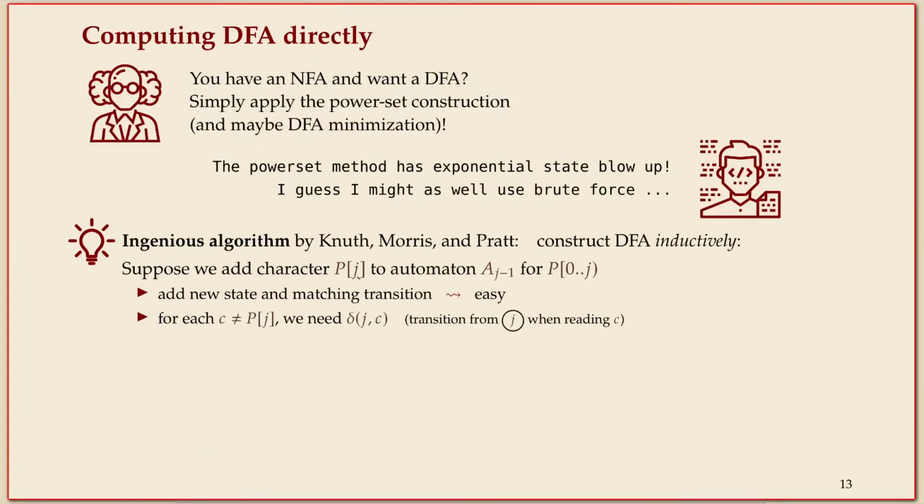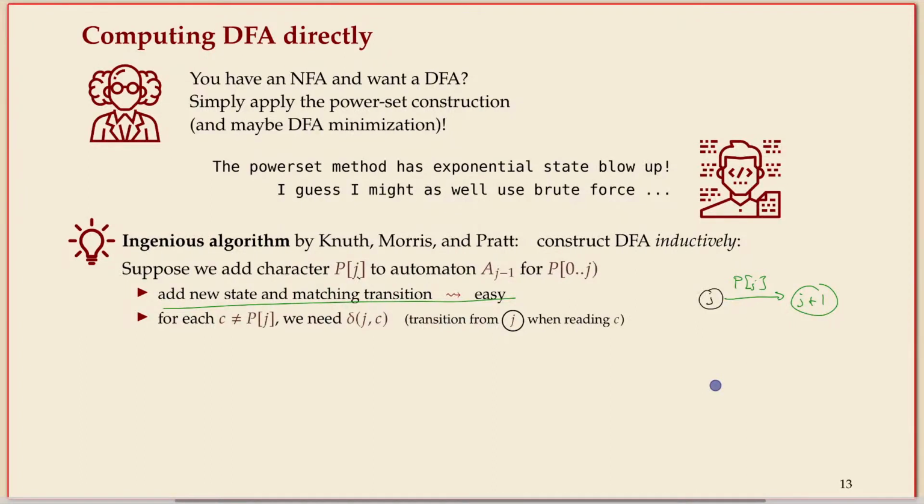So we have state j, and then there's a new edge labeled with p of j. That's the new character that we append. And we know where this leads to. It always goes to a new state j plus 1. So that's the easy bit. That's that part. Let's make that green as well.